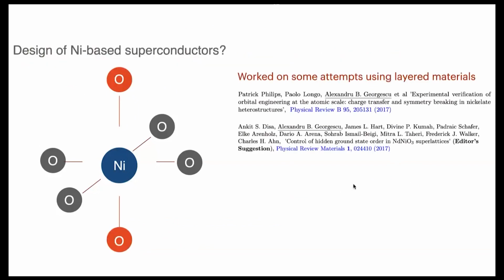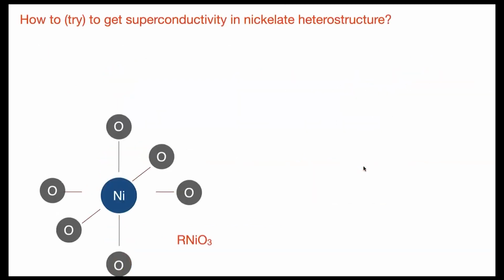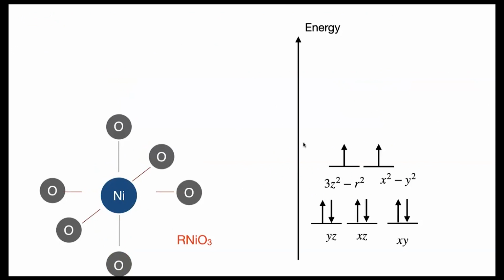And I should mention that before Harold Hwang's work, there was a lot of work that was interesting. It didn't lead to superconductivity, including some work I was part of, where we were trying to design layered materials that would be superconducting, right? So some with nickel and some also with cobalt. And often the idea was along these lines, like you have some rare earth nickelate, right, which would look something like this.